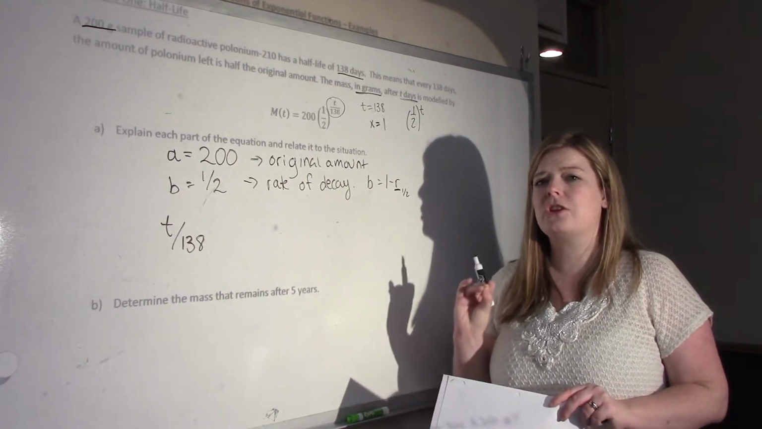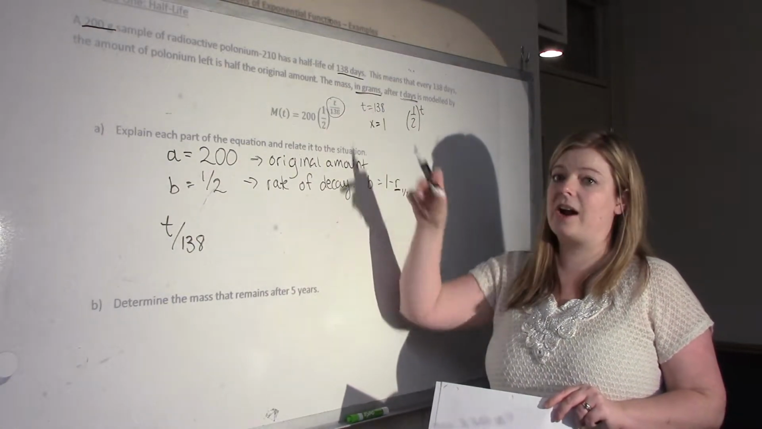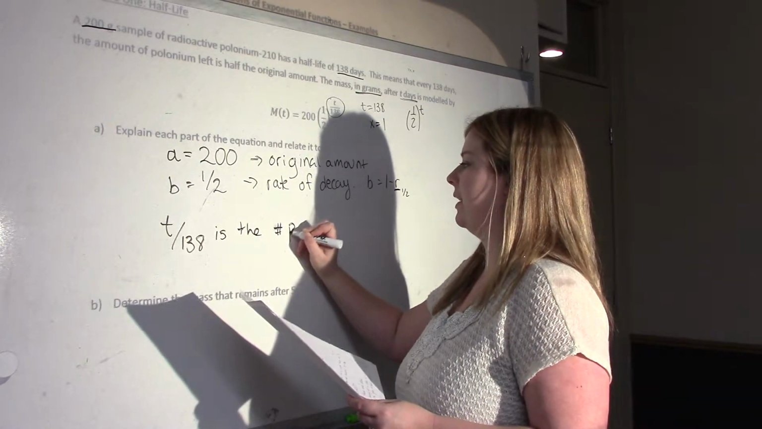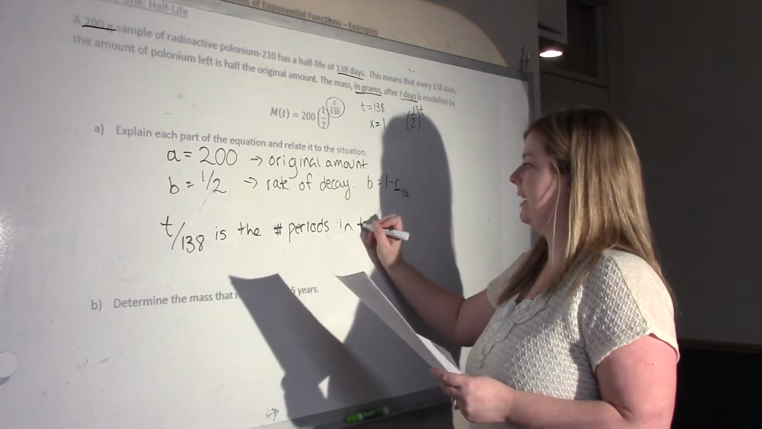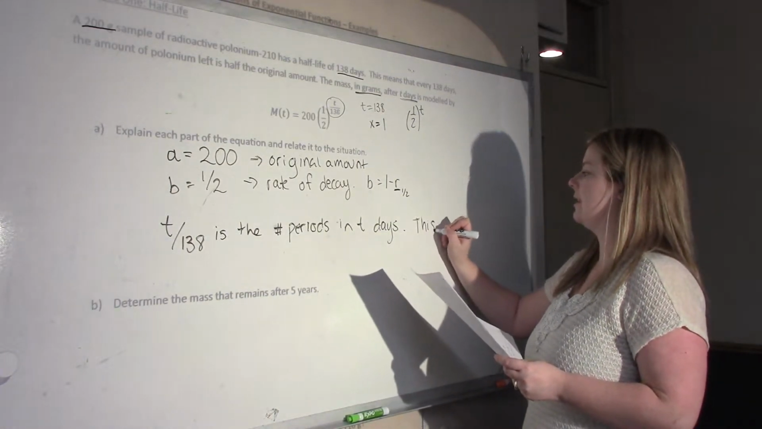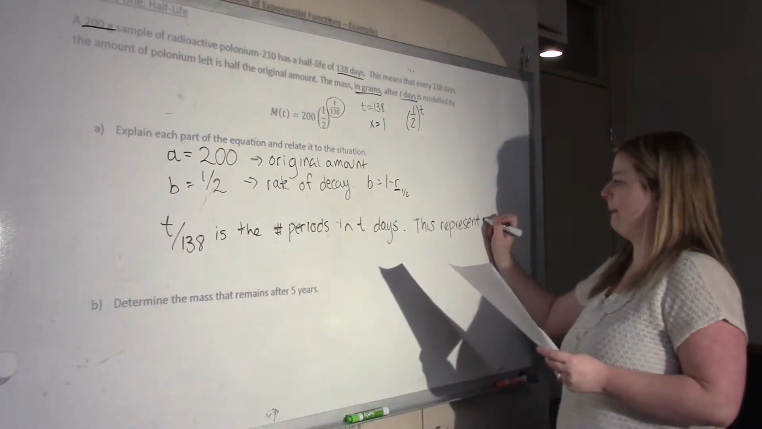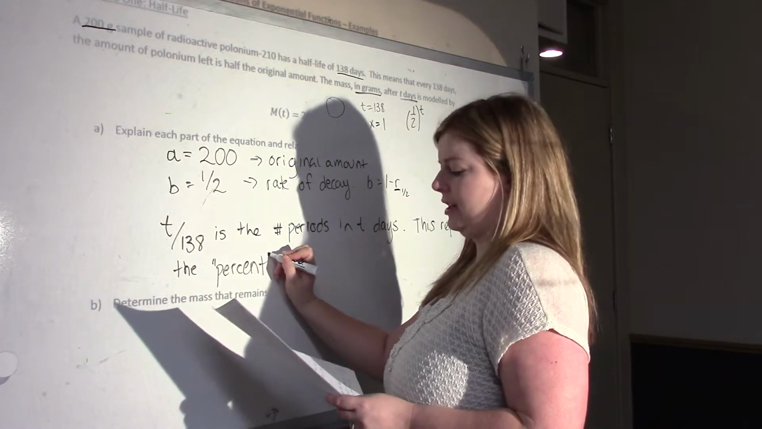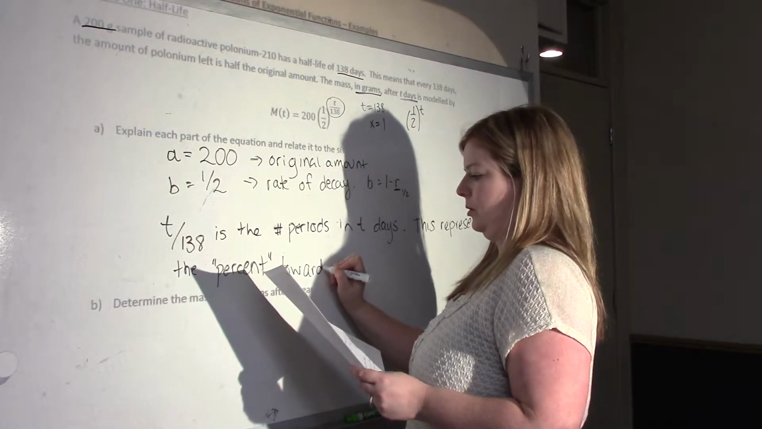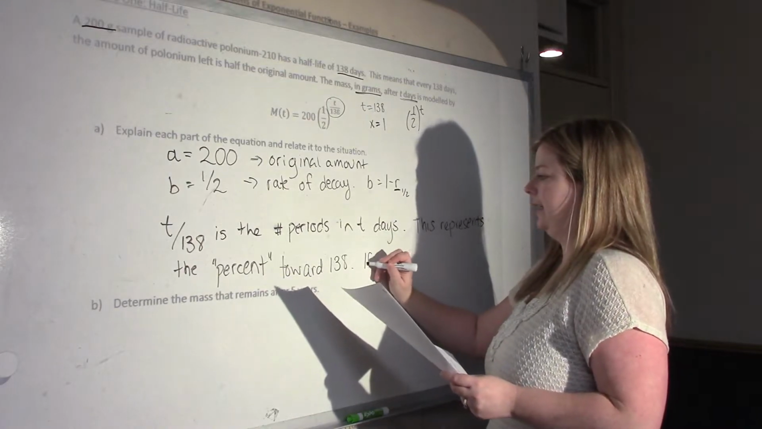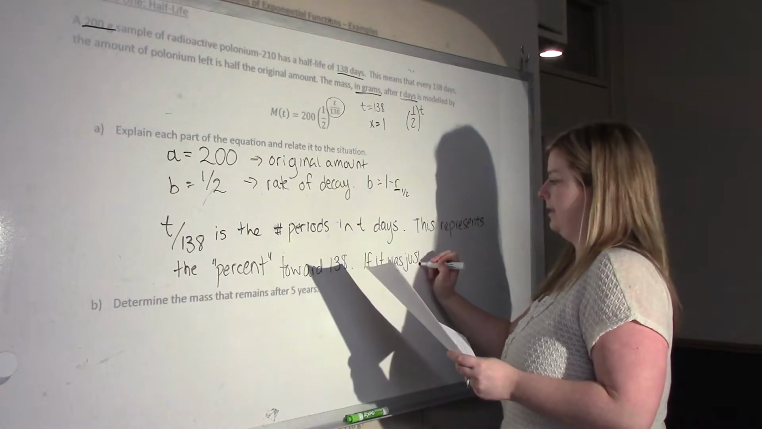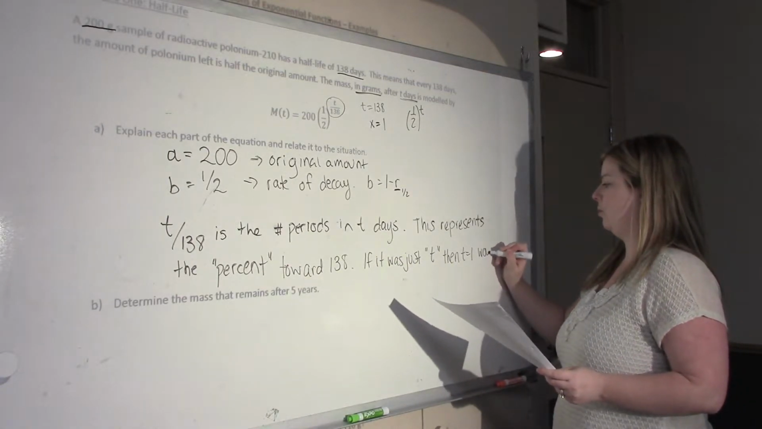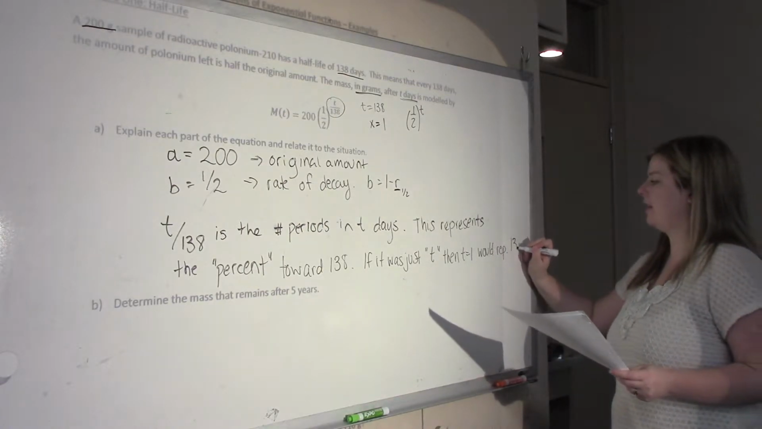If you're having trouble understanding that, make sure you come and see me. It's a really important thing to know when to use a fraction there and when not. So this is the number of periods in T days. This represents, in quotes, the percent, or the fraction, toward 138. If it was just T, then T equals 1 would represent 138 days.